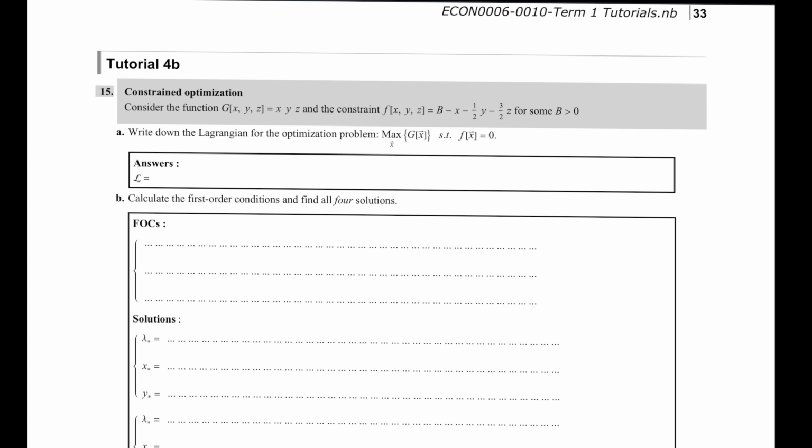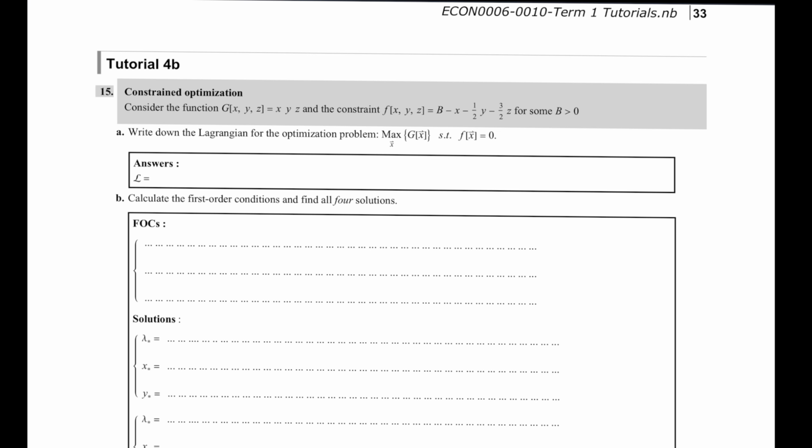Okay, today we're going to be looking at tutorial 4b, which is a constraint optimization problem. We are considering the function g(x, y, z) = xyz, and the constraint f(x, y, z) = b - x - (1/2)y - (3/2)z, where b is greater than 0. Write down the Lagrangian for the optimization problem: the maximum of the function g(x), subject to the function f(x) = 0.